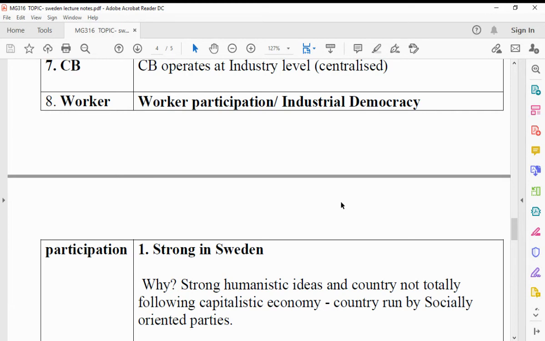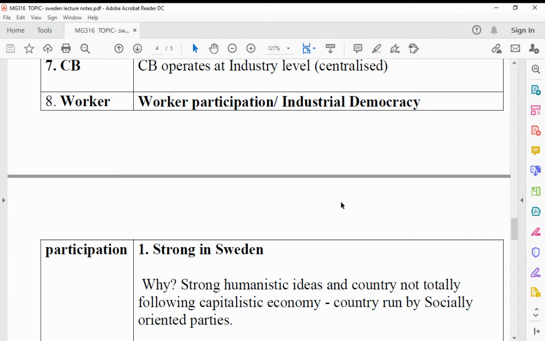However, in Germany and Sweden, worker participation is to a great extent compulsory, so workers are involved. And how is it done? It is done through works councils. It's not just trade unions. Remember, these two countries also have works councils apart from the trade unions.